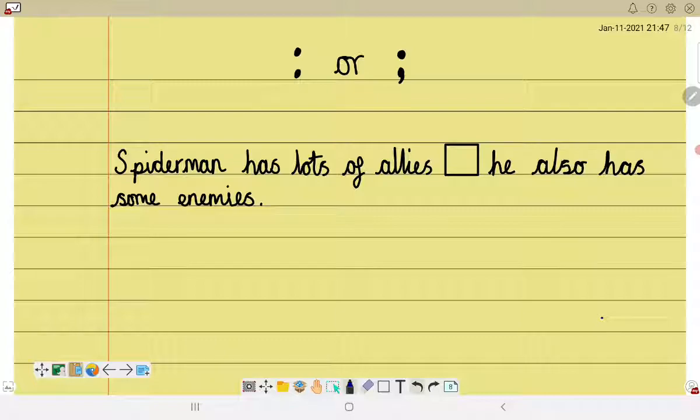I don't think that makes sense. Spider-Man has lots of allies and he also has some enemies. That makes sense. Spider-Man has lots of allies, but he also has some enemies. Yeah, that makes sense. So this time, and or but would make sense in that sentence. So we'll put a semicolon in this time. Remember, the semicolon is like the full stop and the comma underneath.